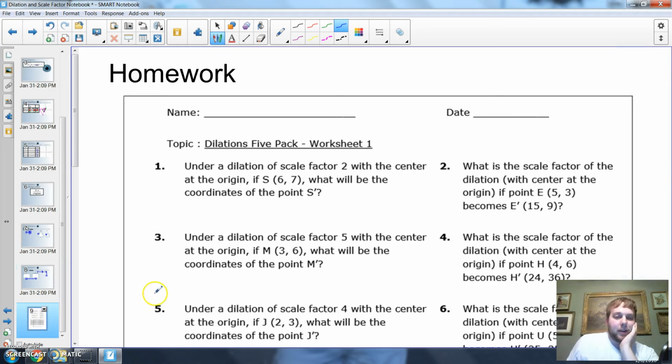You've got a homework assessment here that you need to do. Under the dilation of a scale factor 2 with the center at the origin, 6 and 7, what will it be? We have a scale factor of 2, so we are bumping everything up by 2. So S prime should equal, 6 times 2 is 12. 7 times 2 is 14.